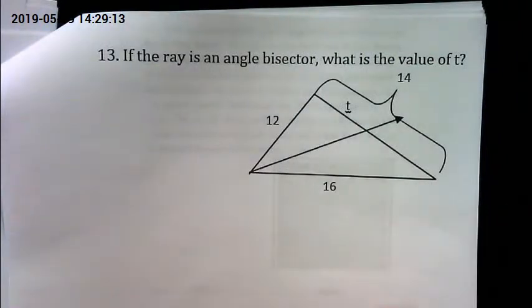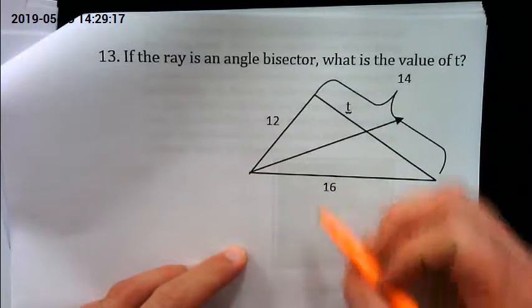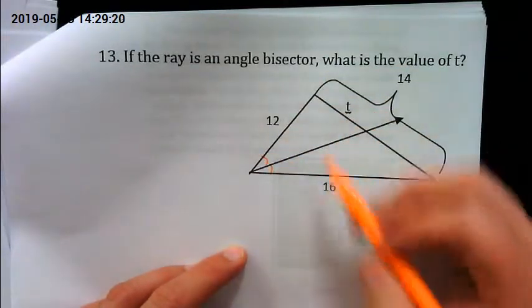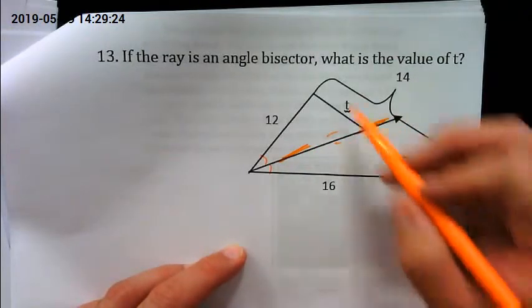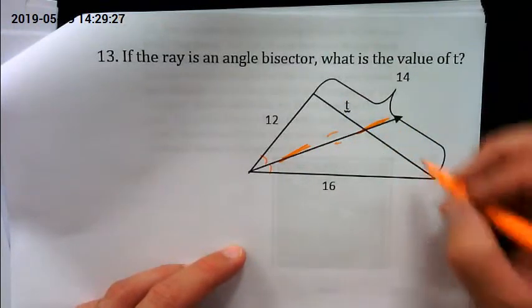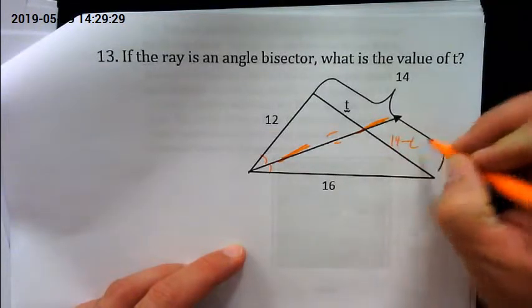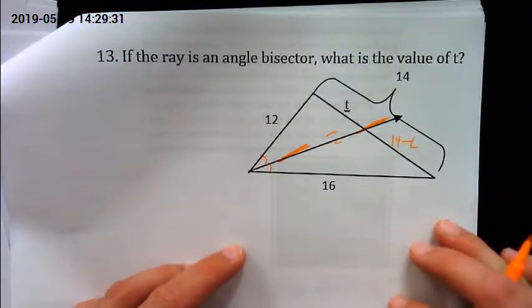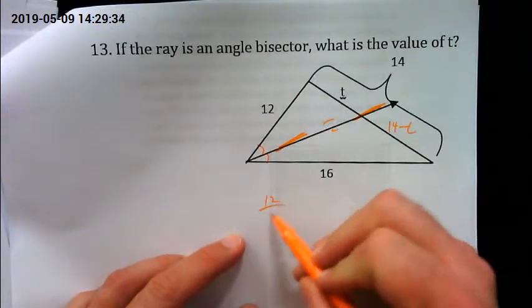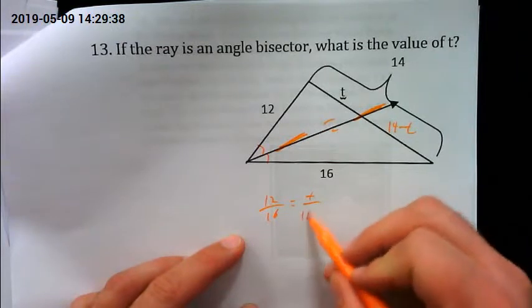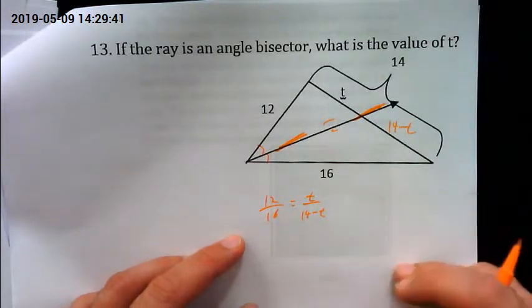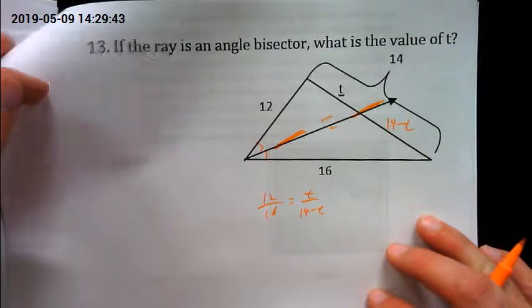All right, on here. When we have an angle bisector, the sides are proportional to the side that's being split. So this piece down here is 14 minus t. So 12 over 16 equals t over 14 minus t. And you'd have to solve that.